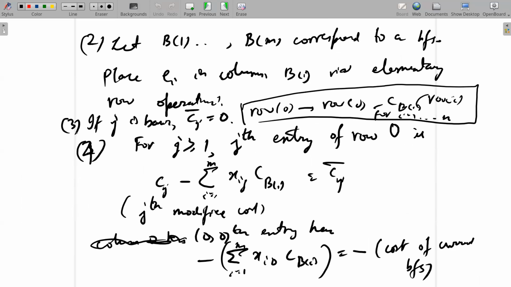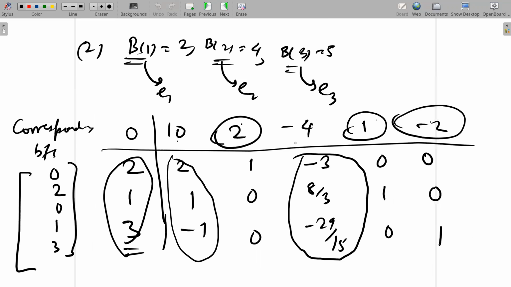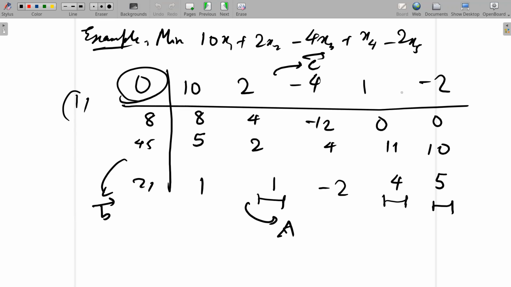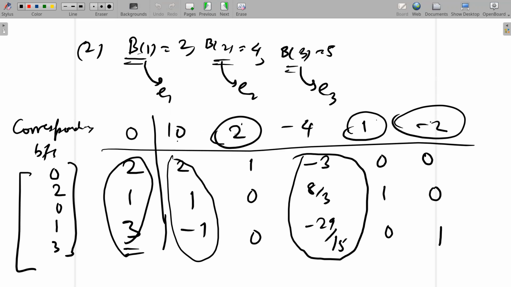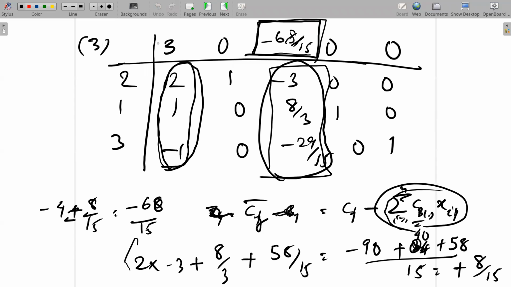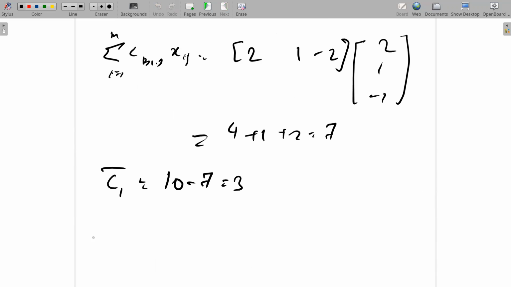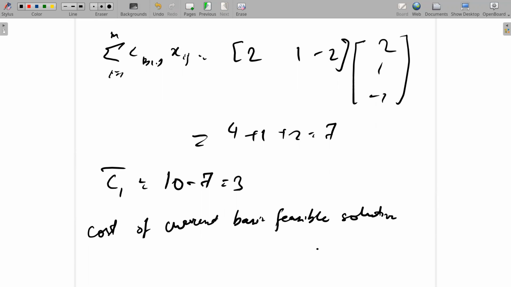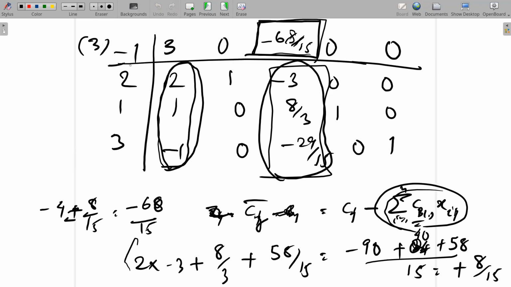So what is that number? xi naught times Cbi. So you just say 2, 1, minus 2, multiply with 2, 1, 3. 2 times 2 is 4, 1 times 1 is 1. So 5 minus 6 is minus 1. So here you'll replace it with minus 1. So here I will put minus 1. So the cost of the current basic feasible solution is equal to 1, because it's the negative of whatever is there.